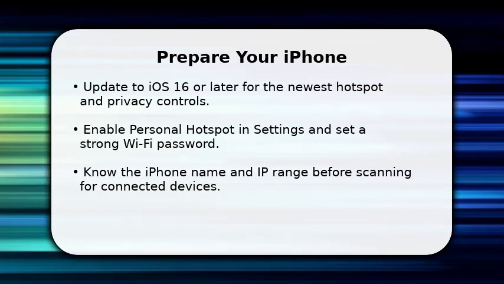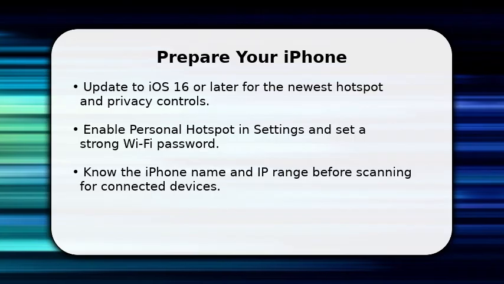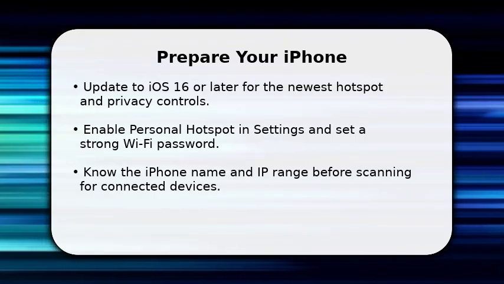Start by updating your iPhone to iOS 16 or later for latest hotspot controls. Open Settings and tap Personal Hotspot to enable it now. Choose a strong Wi-Fi password and write the iPhone name clearly. Confirm cellular data is enabled and your carrier plan supports tethering.